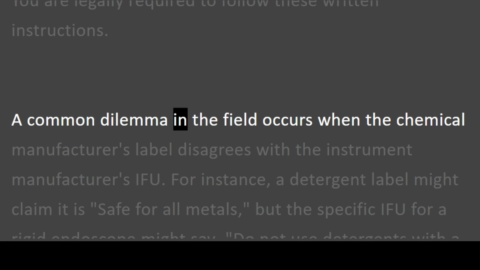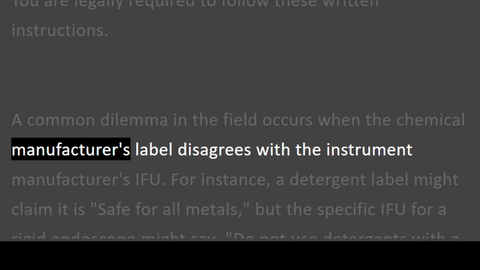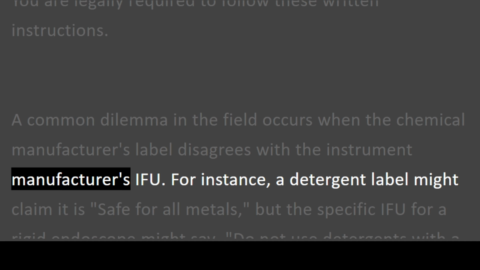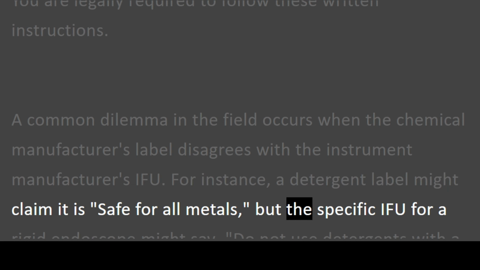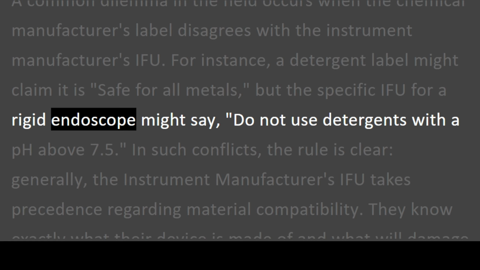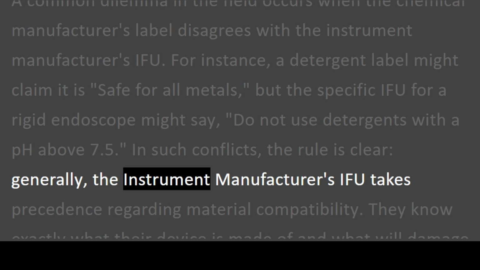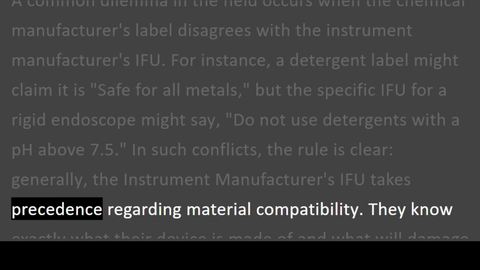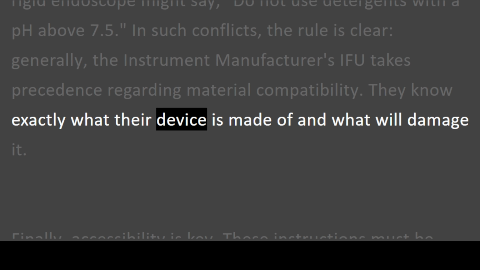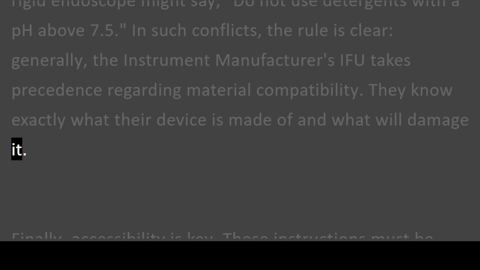A common dilemma in the field occurs when the chemical manufacturer's label disagrees with the instrument manufacturer's IFU. For instance, a detergent label might claim it is safe for all metals, but the specific IFU for a rigid endoscope might say, "Do not use detergents with a pH above 7.5." In such conflicts, the rule is clear: generally, the instrument manufacturer's IFU takes precedence regarding material compatibility. They know exactly what their device is made of and what will damage it.